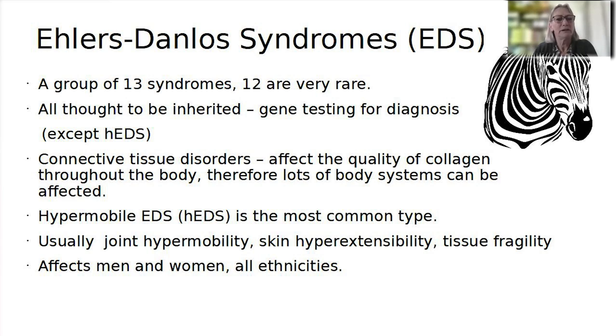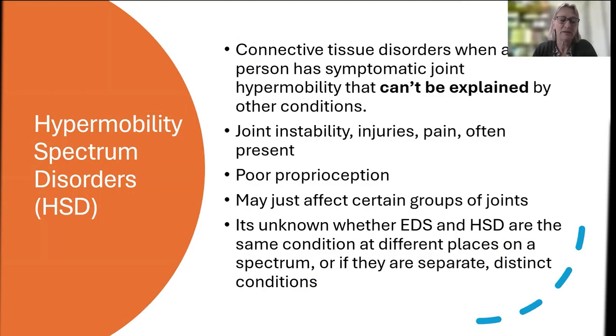So hypermobility spectrum disorders are also connective tissue disorders, but people with HSD do not meet the stringent diagnostic criteria that EDS have. So someone with hypermobility spectrum disorder, or HSD, has symptomatic joint hypermobility that can't be explained by other joint conditions. So you have joint instability and often have injuries and pain with it. Poor proprioception, which is that awareness of where you are in space.